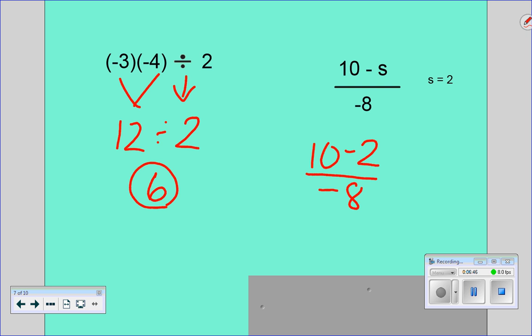Makes it easier. Then I'm going to do my 10 minus 2. 10 minus 2 is 8. Then I'm going to divide by -8. 8 divided by -8. Henry? Ooh, not subtraction. What's 8 divided by... how many times is 8 going into 8? 1 time, right? So is it going to be a positive or negative one, though? Isabella? -1. Yep.